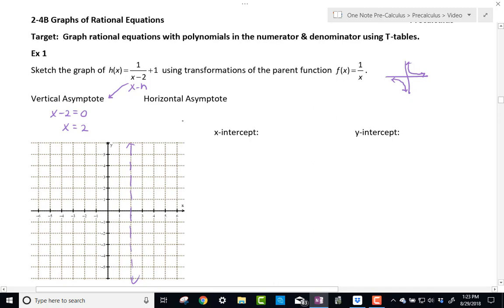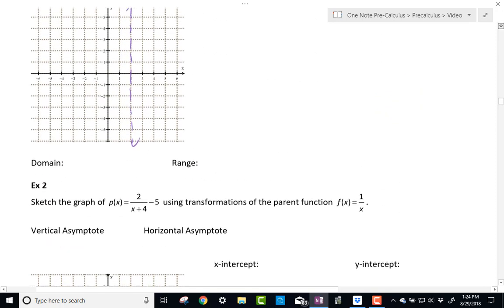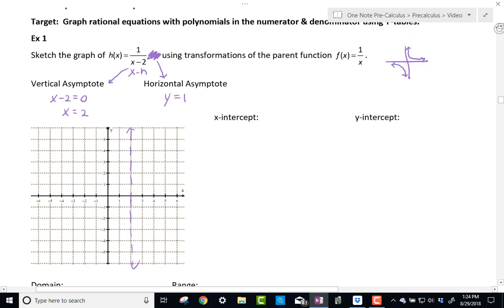Horizontal asymptote. All right? The horizontal asymptote on this guy is y equals 1. All right? And that comes from this plus 1 right over here. If that plus 1 wasn't there, if that was gone, the horizontal asymptote would be y equals 0. But because of that plus 1, we're now saying shift that graph up 1 unit. All right? So my horizontal asymptote's going to go right here.